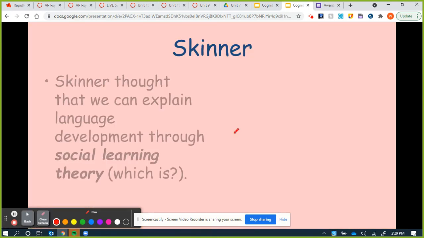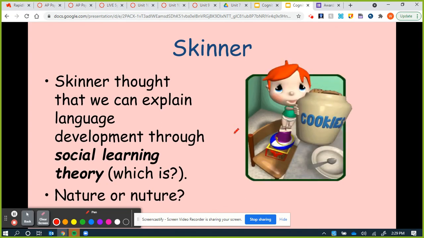All right, language development, two different theories. Okay, B.F. Skinner. B.F. Skinner says that we learn language through social learning theory, which is essentially just imitation. Okay, we learn through watching somebody speak, getting some sort of reward or punishment for what they're saying, and then a child learns, oh, if I say this, then I will get something good out of it. So they are imitating while also using operant conditioning. Right? Nurture theory.